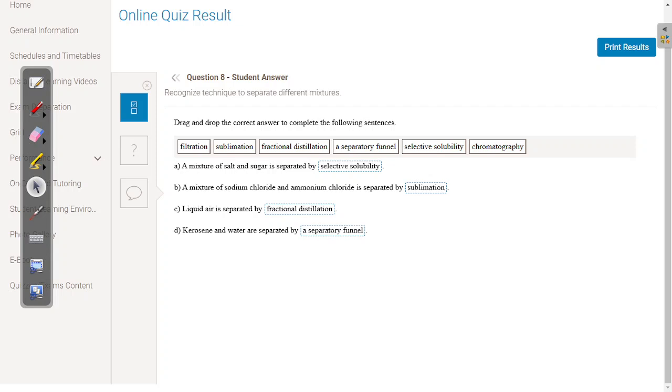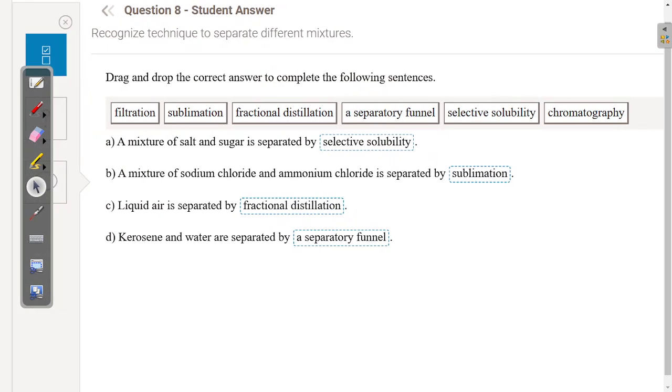A mixture of salt and sugar is separated by what? Remember, selective solubility is when you have two solids together and one of them dissolves in something and the other doesn't. You dissolve the whole thing in ethanol; the sugar dissolves and the salt won't dissolve in it. That's how you separate them. And a mixture of sodium chloride and ammonium chloride is separated by what? Ammonium chloride sublimes, so you separate it by sublimation.